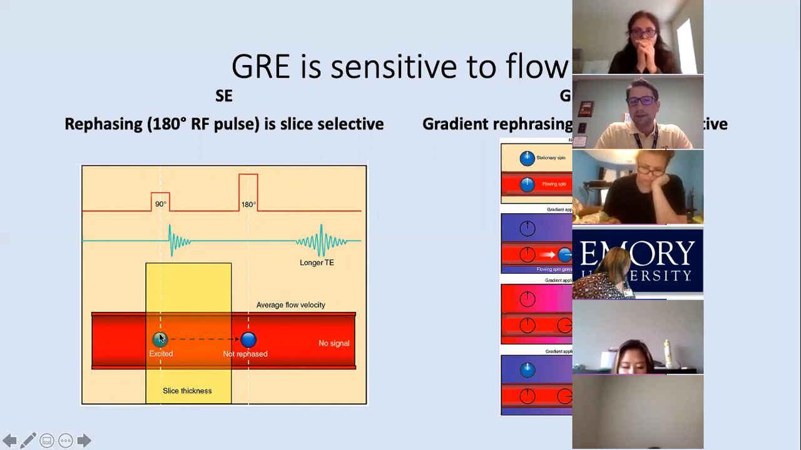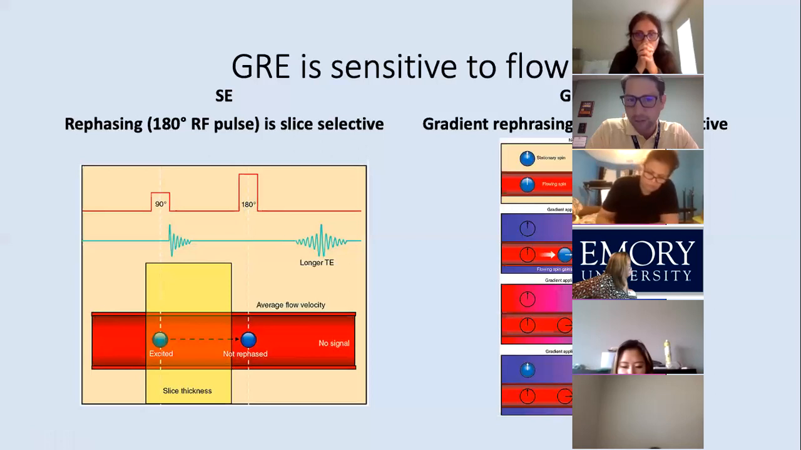Maybe that red blood cell was within the slice thickness when you applied that 90-degree excitation pulse. So it was within that slice. But by the time you apply that 180-degree refocusing pulse, it's now left already. So this red blood cell does not get this 180-degree refocusing pulse, so it doesn't grow back in signal. So that little spot right there is going to appear dark because it is not sensitive to flow.